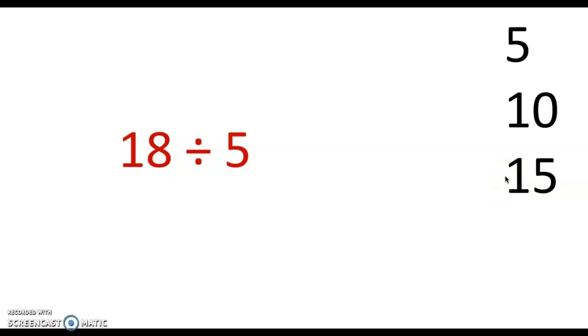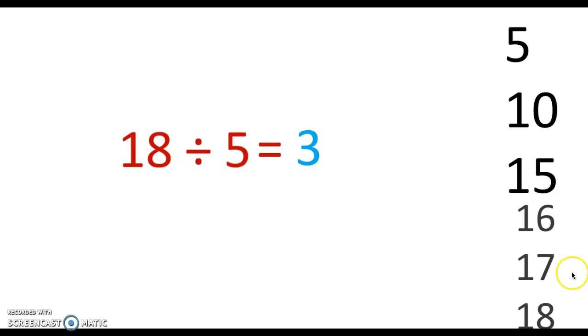When I skip counted that many times, 5 times something gives me 15. Well, that's 1, 2, 3. So we know it can go in 3 times. But we only got to 15, and we need to get to 18. That means that we have a remainder. So then I like to write my way up to the next number. So 15, 16, 17, 18. 16, 17, 18 are my remainders. So how many remainders do I have left over? I have 1, 2, 3 remainders left over.